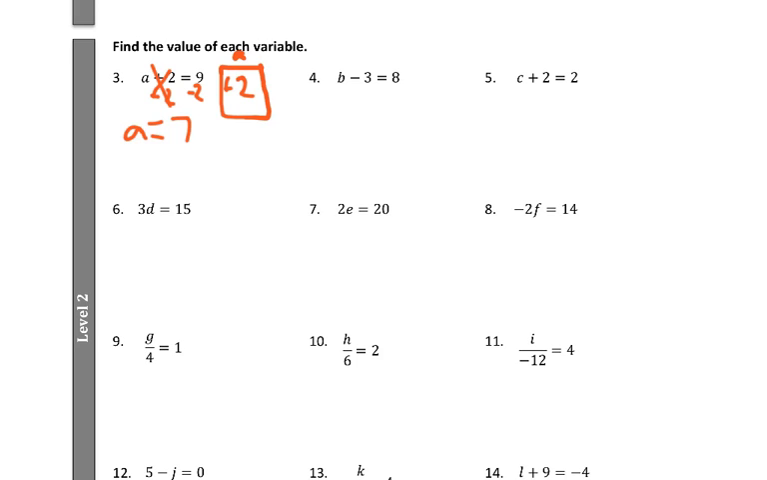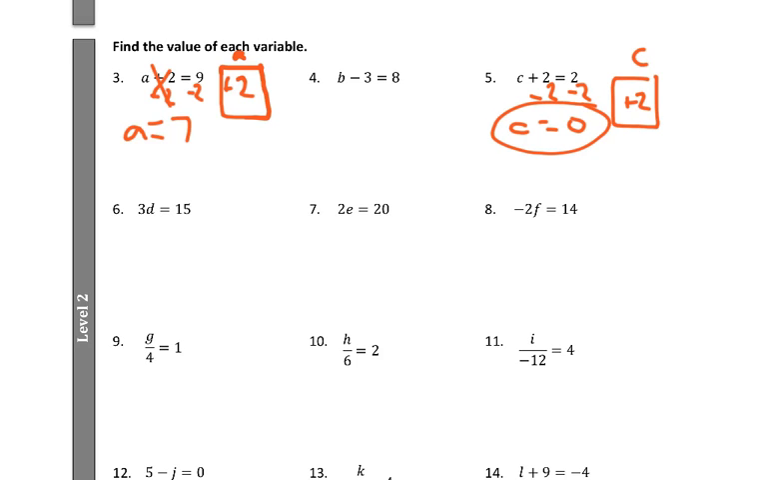Alright, let's go over to question 5. Again, I only see one copy of my letter that I'm solving for. I see one C, and it's being added by 2. So I'm going to subtract 2 from both sides, and C equals 0.